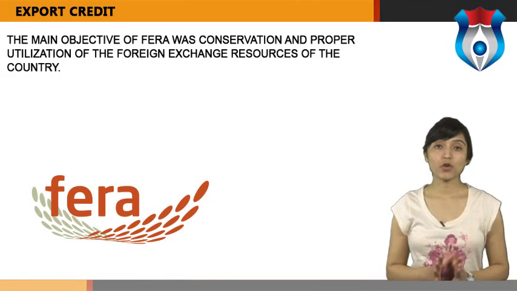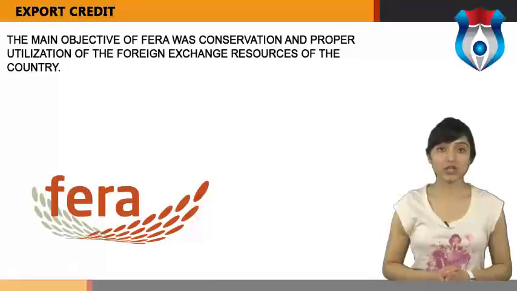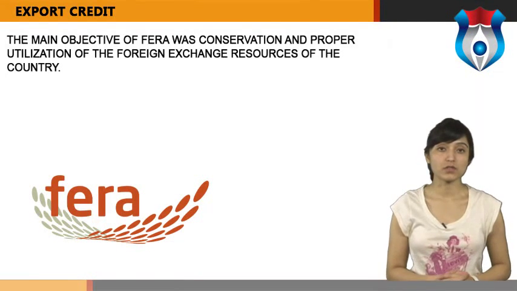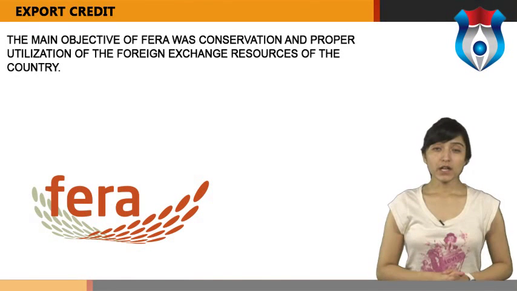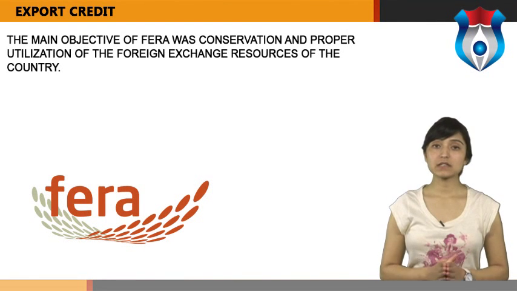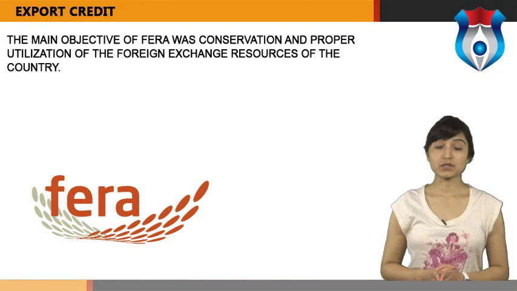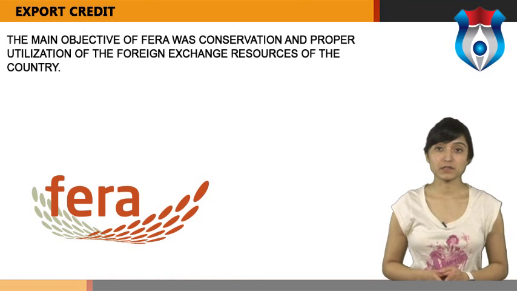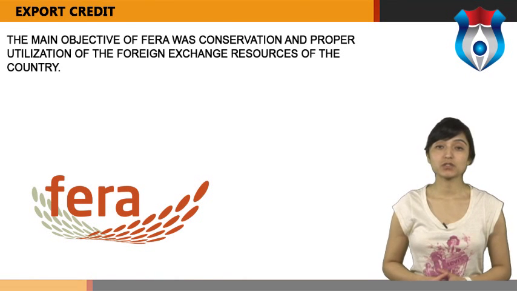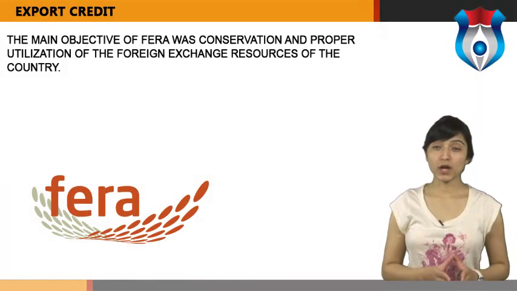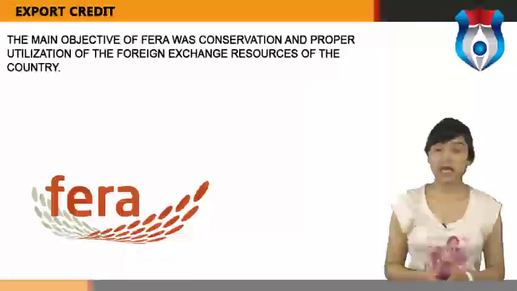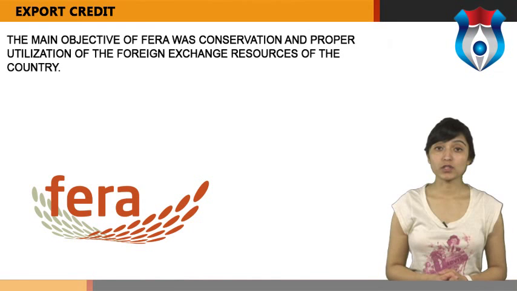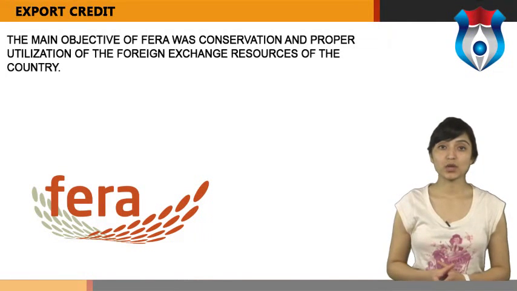The main objective of FERA was conservation and proper utilization of the foreign exchange resources of the country. It also sought to control certain aspects of the conduct of business outside the country by Indian companies and in India by foreign companies. It was a criminal legislation which meant that its violation would lead to imprisonment and payment of heavy fine. It had many restrictive clauses which deterred foreign investments.